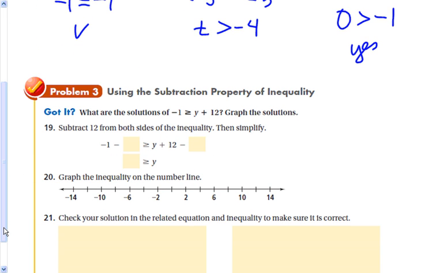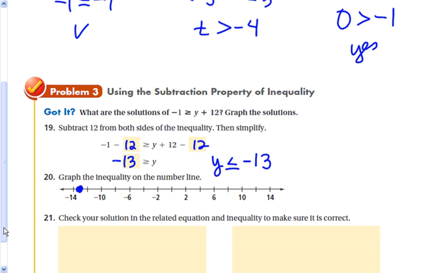Okay, on problem 3, got it. We want to solve for negative 1 is greater than or equal to y plus 12. So we're going to subtract 12 from both sides. And when we do that, we end up with negative 13 is greater than or equal to y. If I graph that, I have to include negative 13, so I'm going to use a solid dot at negative 13. And for negative 13 to be greater than or equal to y, that means y is less than or equal. All numbers less than or equal to negative 13.